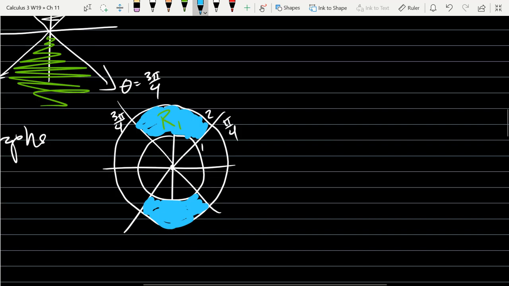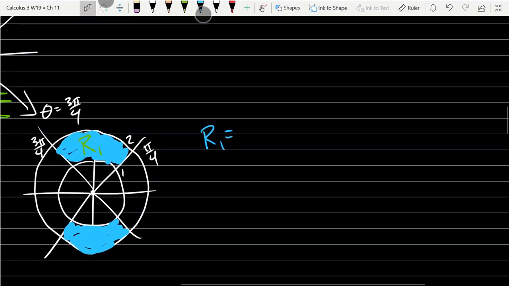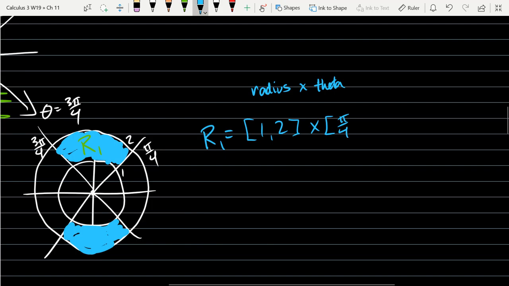So I'll call that R1 for polar rectangle 1 at the top. We normally go radius first, and then angle second. So our radius is going to be between 1 and 2. I'm writing that closed interval from 1 to 2. That's our radius. And then our theta will be the closed interval from pi over 4 to 3 pi over 4. It's a little bit strange, but your first interval is your radius, and your second interval is your theta.